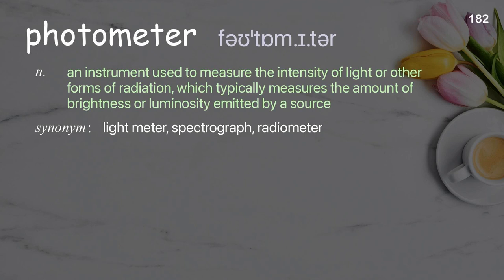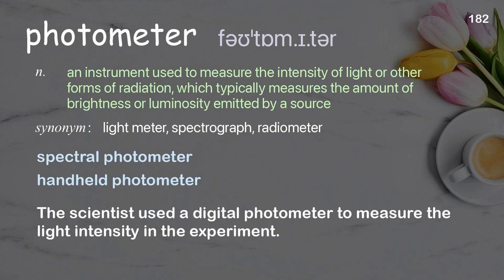Photometer. An instrument used to measure the intensity of light or other forms of radiation, which typically measures the amount of brightness or luminosity emitted by a source. Examples: spectral photometer. Handheld photometer. The scientist used a digital photometer to measure the light intensity in the experiment.